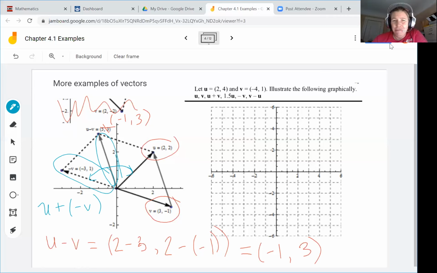Okay, I'm going to attempt to draw out some vectors over here on the grid. This is something you are welcome to practice on graph paper. I'm going to start here by trying to draw vector u. Vector u has terminal point 2, 4.